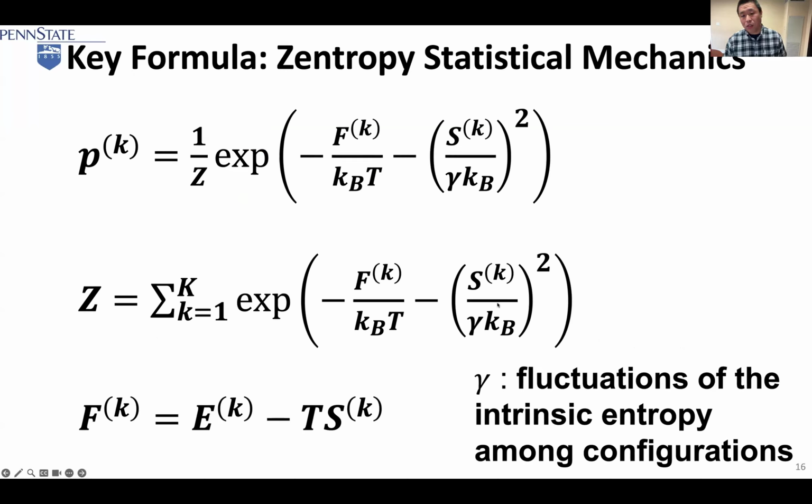But because we include another additional one, we include another quantity, gamma, over here, right? This gamma actually quantifies the fluctuation of intrinsic entropy among the configurations. But the physical meaning of this gamma is not very clear. We just derive this from the mathematical point of view, and we can fit the gamma and the T through the data.